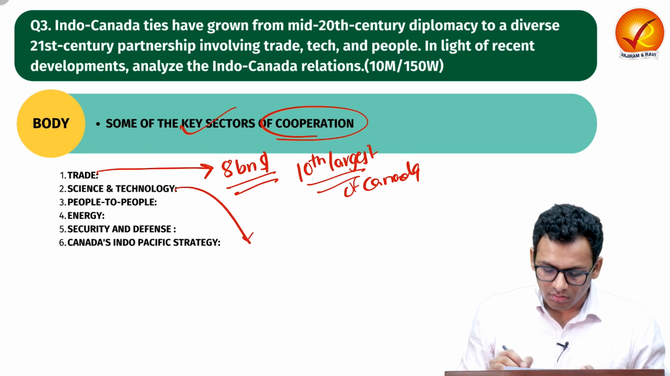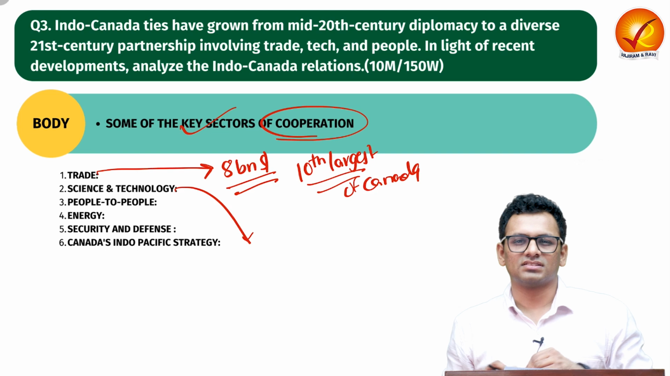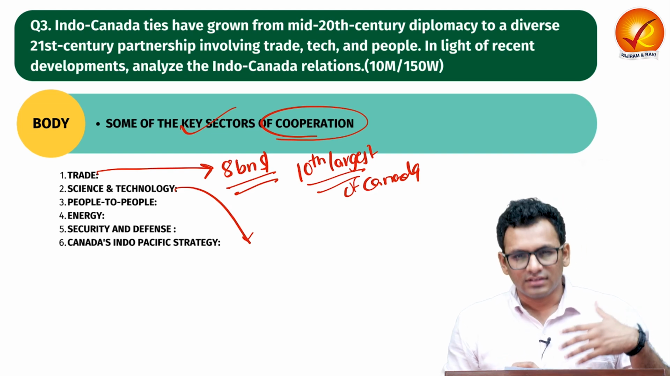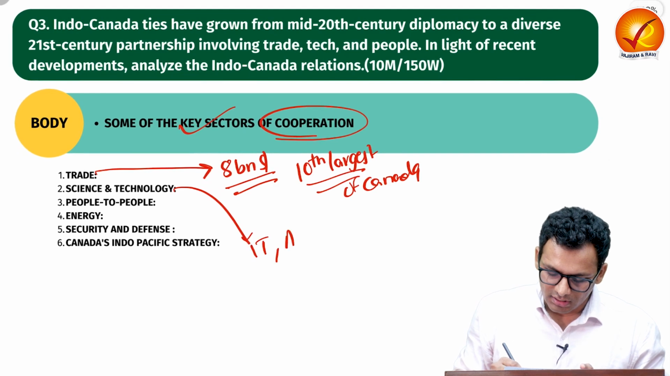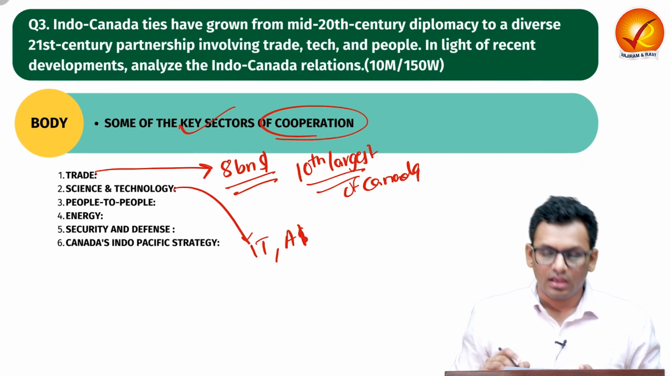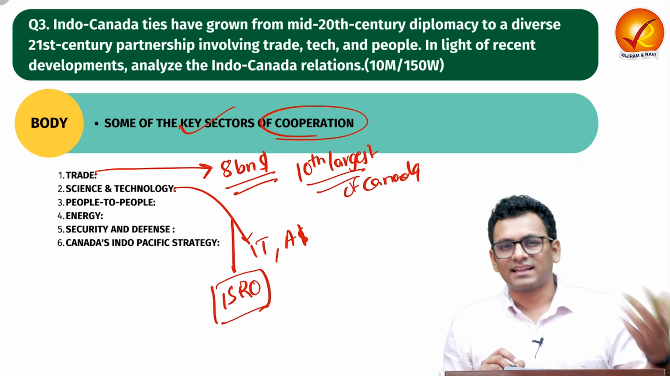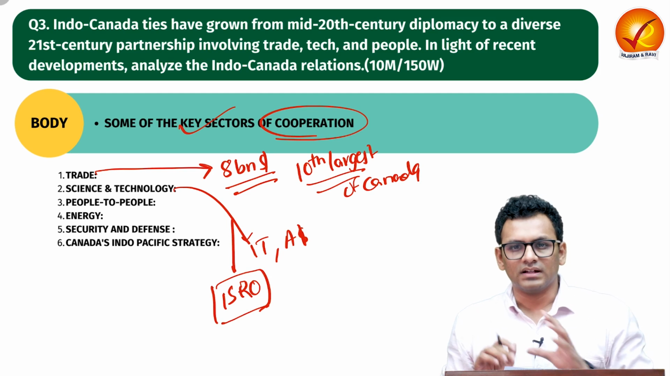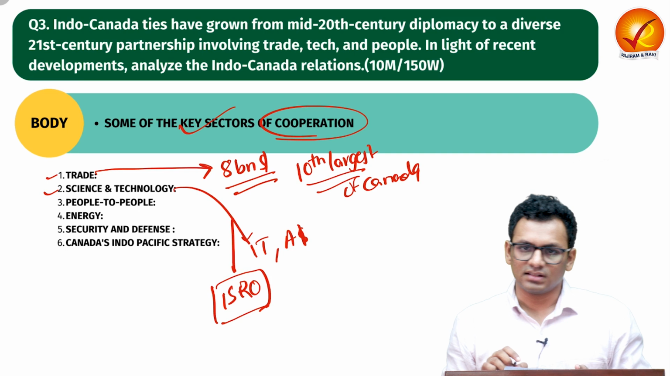In science and technology, you have the opportunity to write how Indian private organizations are investing over there, as well as Canada's organizations are investing in India with respect to IT, artificial intelligence. And also you can talk about how ISRO is working with Canadian space agencies for multiple technological transfers and all. So that is something you can talk about in science and technology.